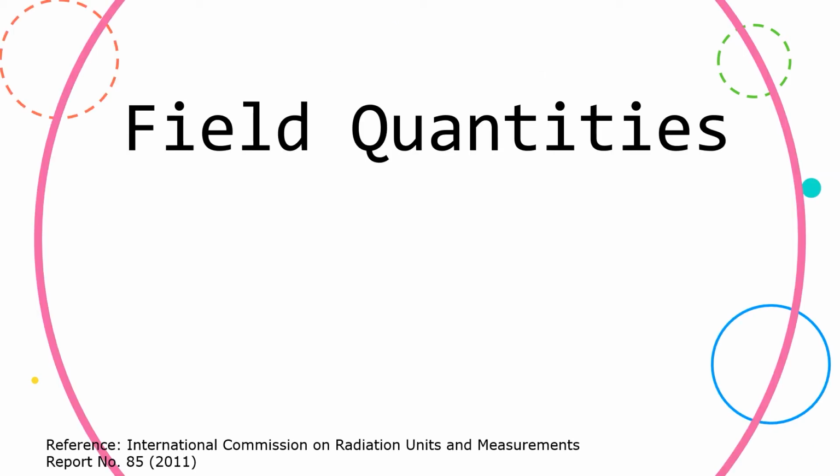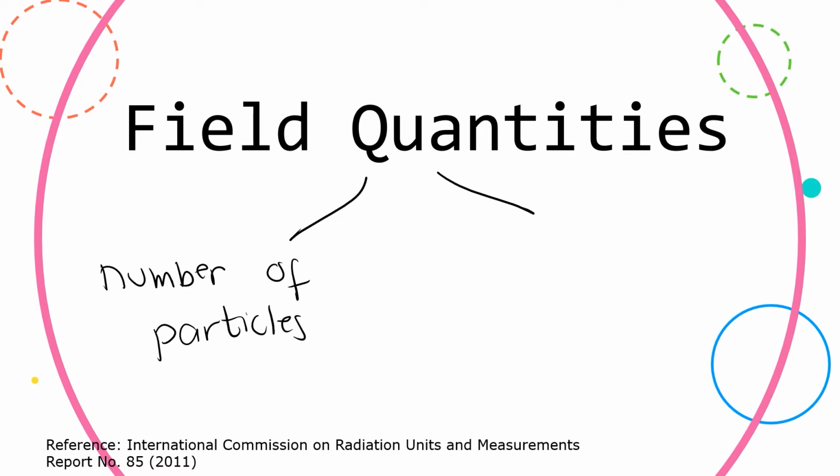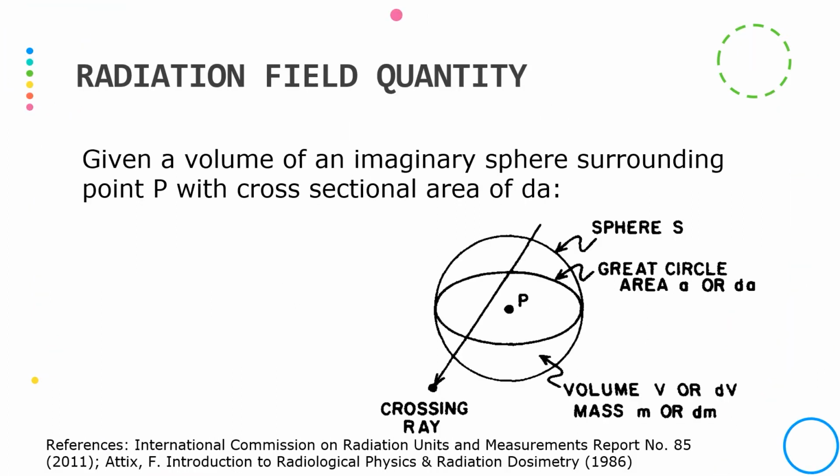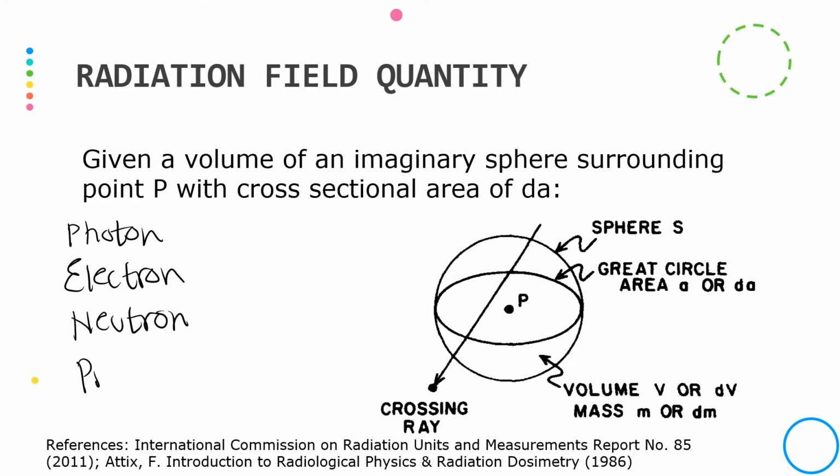In discussing radiation field quantities, they fall naturally into pairs, referring either to the number of particles or to the energy transported by these particles. Radiation fields consisting of various types of particles such as photons, electrons, neutrons, or protons are characterized by radiometric quantities that apply in free space or in matter. Shown here is the ICRU sphere that we will use later to describe certain radiation field quantities.